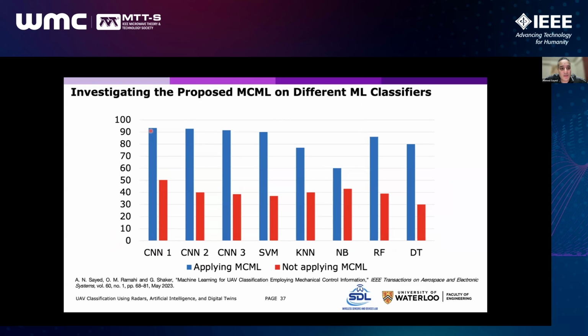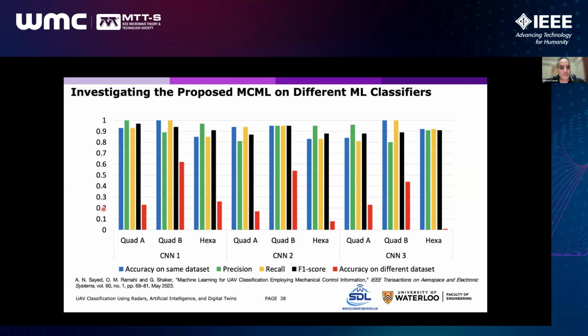And it can be shown here, when we apply and don't apply our MCML method, how significantly the classification accuracy drops. In this case, we have two datasets. The machine learning models were trained on a dataset that contains four motions, and another dataset contains the other motions. When we apply the model trained on the first dataset and test on the second dataset, they failed to classify the drones.